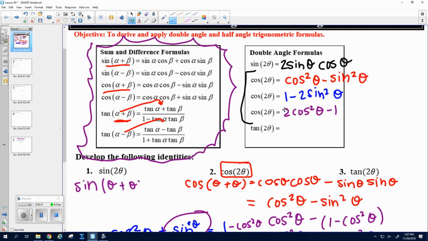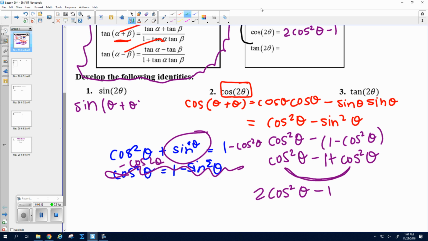So all 3 of those are double angle formulas for cosine. Probably I would only memorize this one, right? Because you know to plug in those other 2. I would probably only memorize that first one. All right. Now we've got tangent of 2 theta.